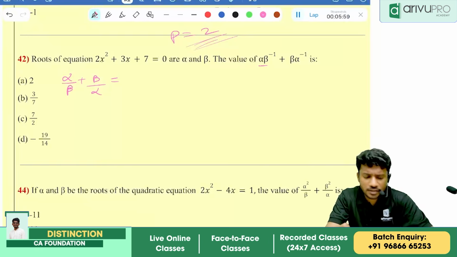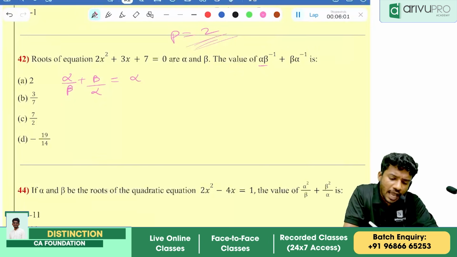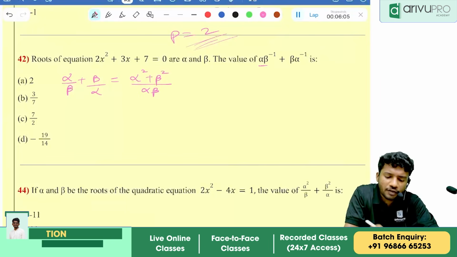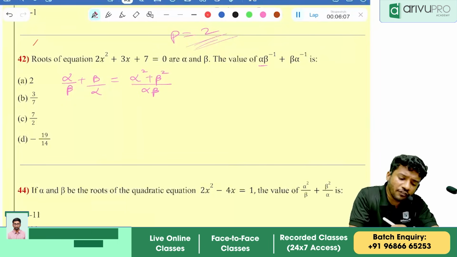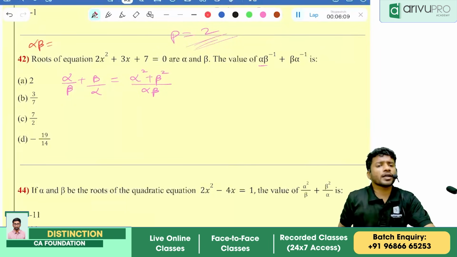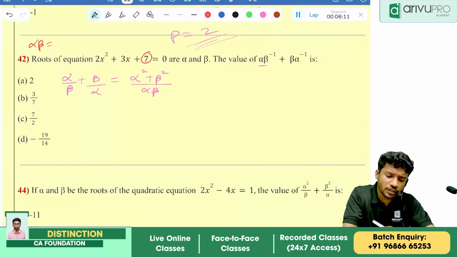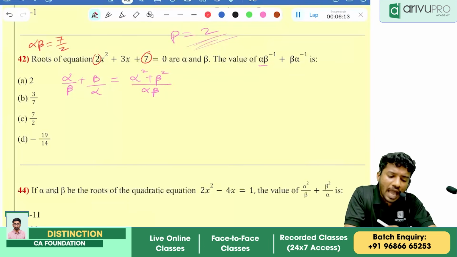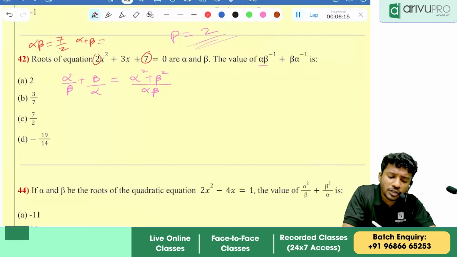Now, take the LCM over here. You will get (alpha square plus beta square) divided by alpha beta. Now, alpha beta is nothing but what? Product of the roots. How much is product of the roots? 7 by 2. Alpha plus beta is equal to how much?